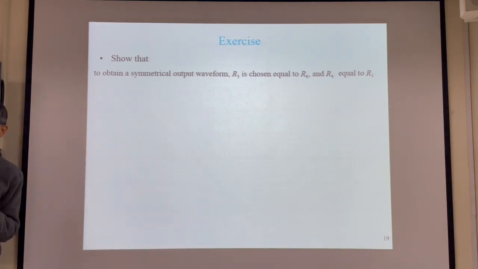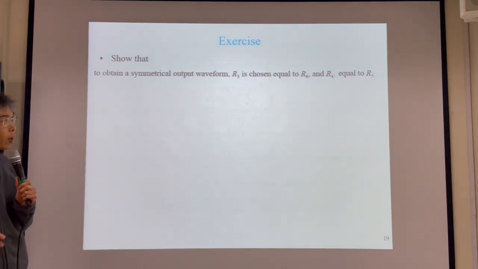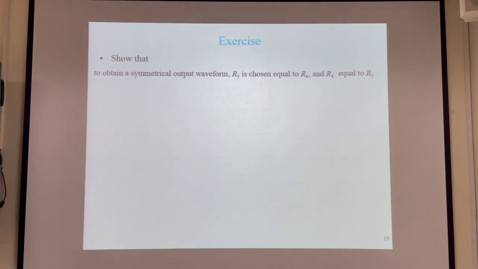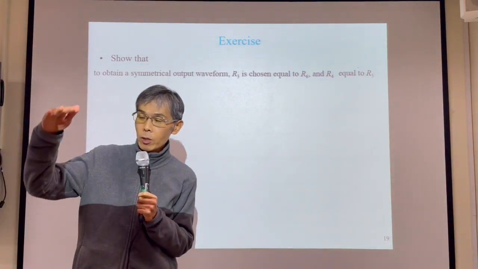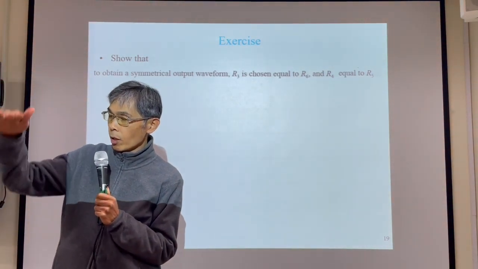Okay, you have practiced already, so you must have the ability to do this. Kaiser, could you read this? Show that to obtain a symmetrical output waveform, R3 is chosen equal to R6 and R4 equal to R5. Okay, you have done the VO, the high value and low value.